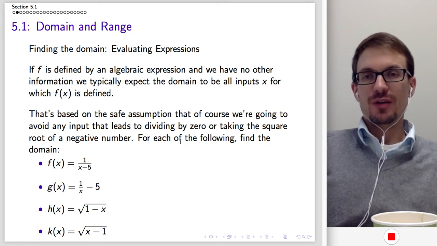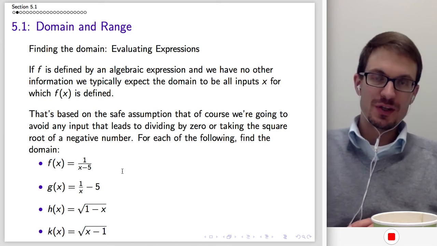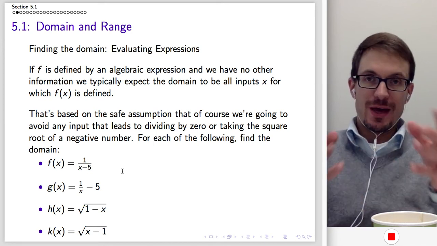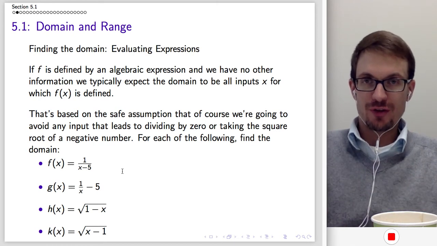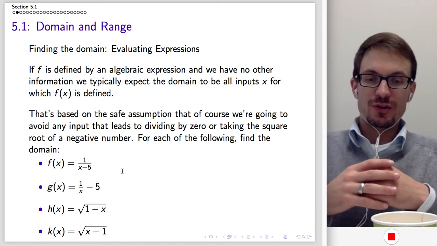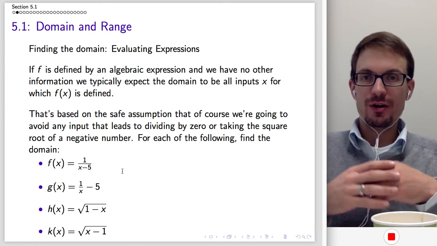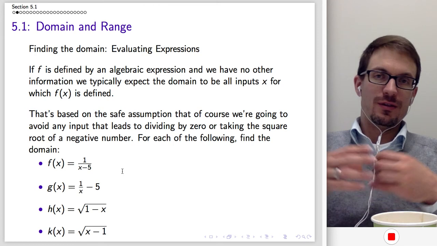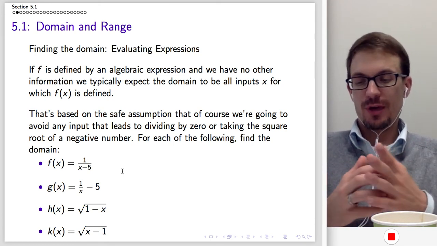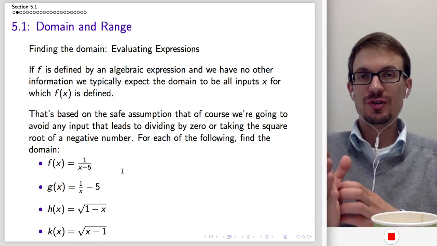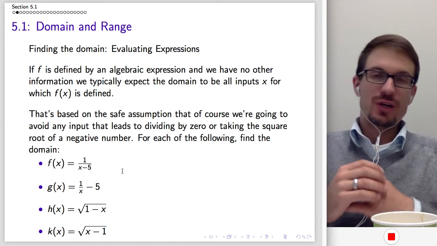For each of the following, find the domain. What am I saying here? What I'm saying is when we're trying to figure out what the domain and range of a function is, we are going to assume that we're not going to violate the laws of algebra. And so we're not going to allow any values that are going to lead to a divide by 0 error, nor are we going to allow any values that are going to make us take the square root of a negative number. And with those two restrictions, we're going to allow any other values for our domain unless we hear otherwise.